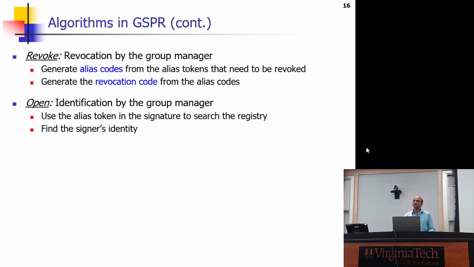Another algorithm is revoke, where the FCC can revoke the secondary users. And then there is an algorithm open, by which the FCC can actually identify a user. You need an inbuilt mechanism so that if there is an interference event, although no receiver would be able to identify the transmitter, the regulator, who is the FCC, can identify who the culprit is. Therefore, there needs to be an open algorithm which can be run only by the group manager, like the FCC. No other verifier can run that algorithm.